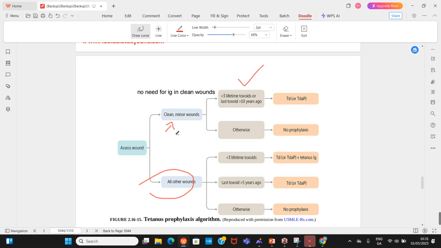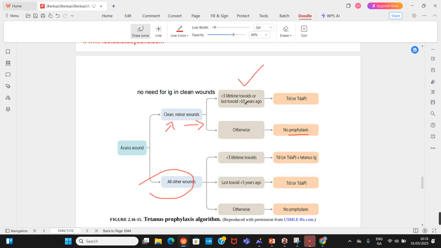So if somebody has a laceration that has been contaminated with sand, it is a dirty wound. So now you classify like that. Is it clean or dirty? Because it's going to affect your approach. Now, if I figure out it's clean, the next thing you want to ask the person is, have you ever taken the 3 lifetime toxoid doses before? Oh, yes, I've taken it. Okay, you are good. No prophylaxis.